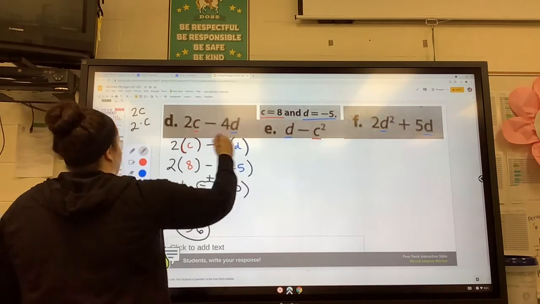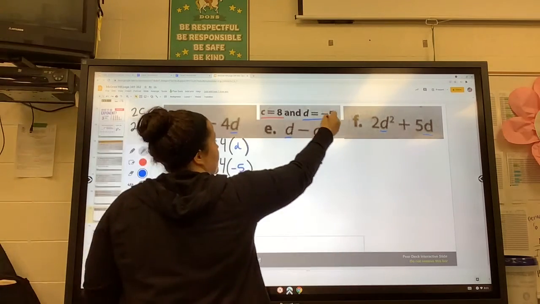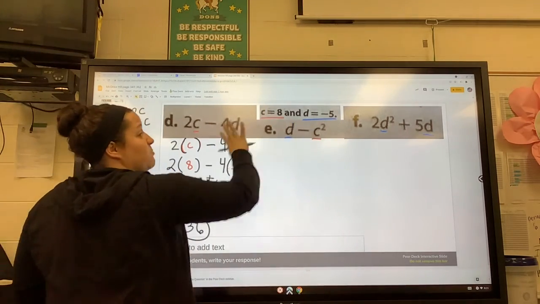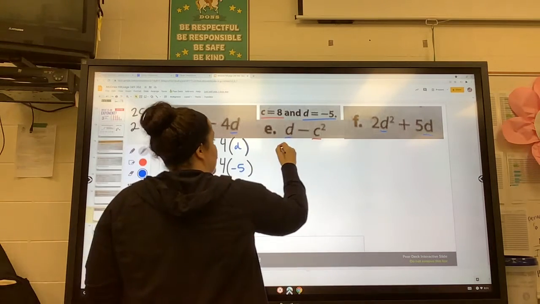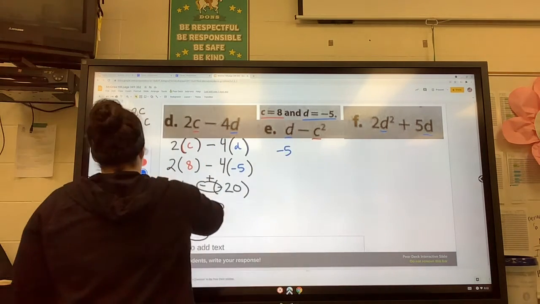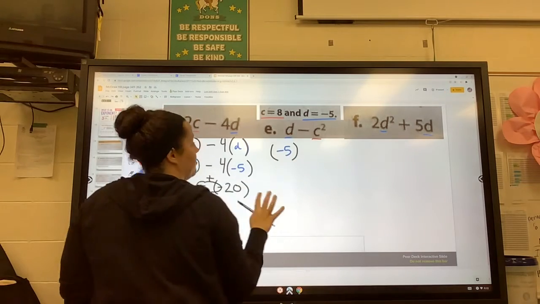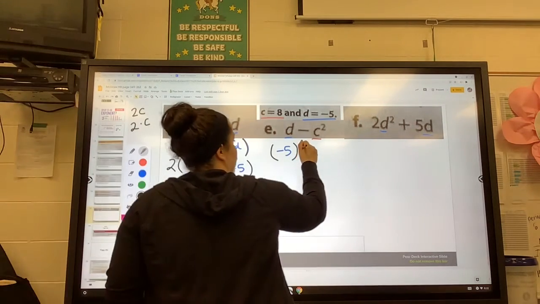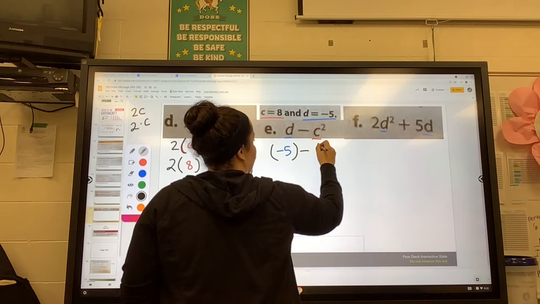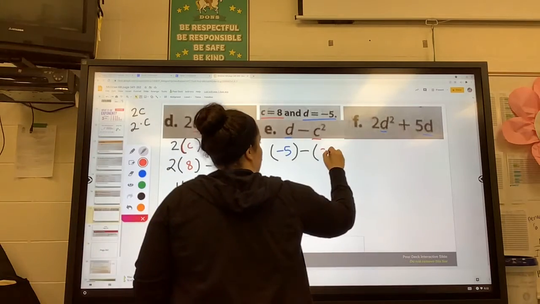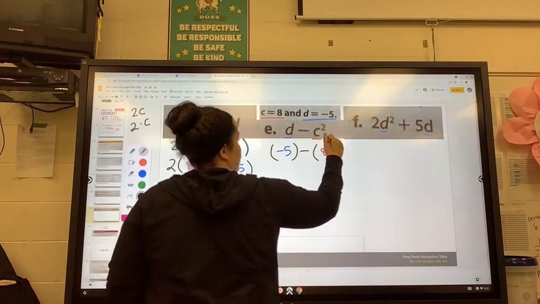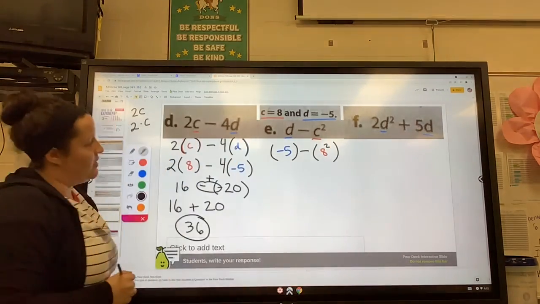Letter E. So we're trying to find D minus C squared. So first, let's just plug everything in. Step 1 is plug it all in exactly as it's written. D is -5, and I'm going to use parentheses just to help keep everything separate. Minus C squared. So I'm going to use the parentheses. C is 8. And I'll use my little squared, and I'm going to put that in parentheses.